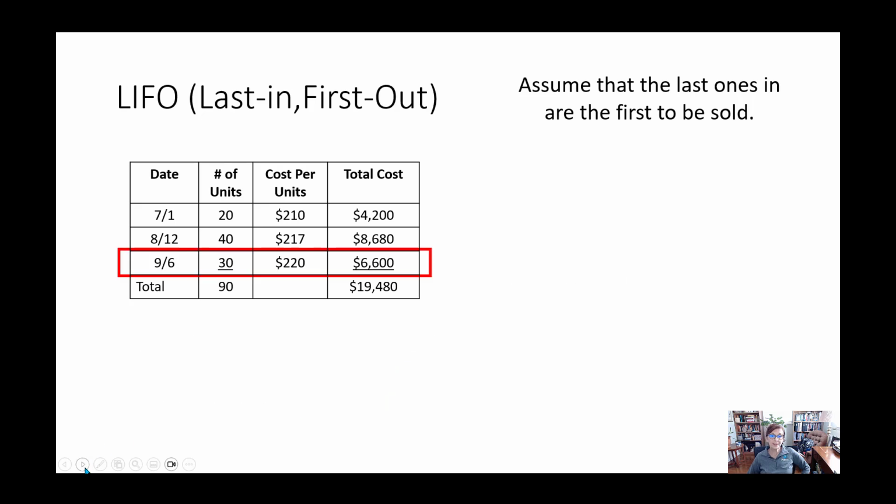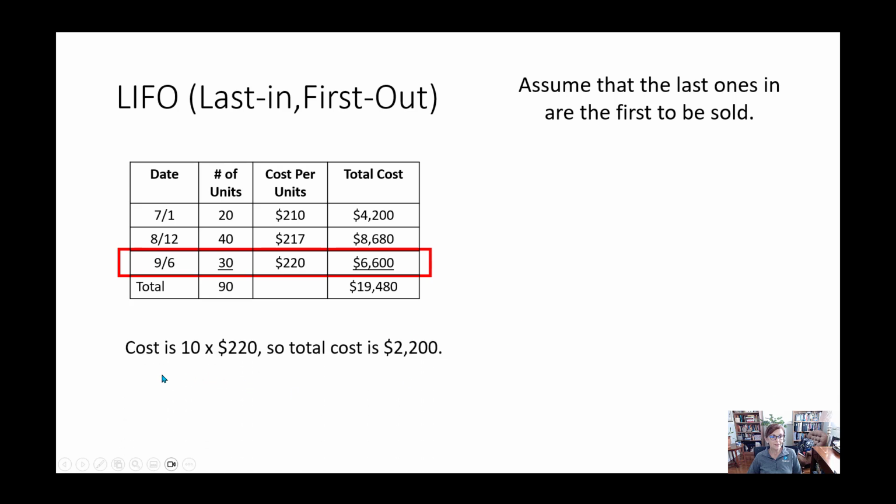All right, let's look at LIFO. So LIFO assumes that the last units to come in are the first ones to be sold. The last ones to be purchased are the first ones to be sold. That doesn't necessarily make any sense. There are certain cases where it does, but it doesn't necessarily make any sense because most goods flow FIFO. But remember, it has nothing to do with the actual units. It's a cost flow assumption.